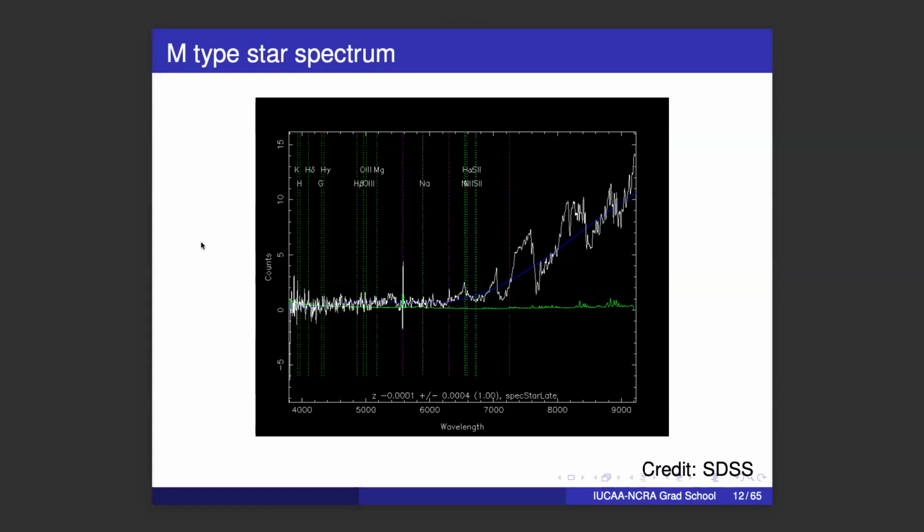So O-type are the most luminous, most massive stars. M-type is the opposite end, least luminous, least massive stars. And this is what you see for an M-type star. As you can see, the flux in the blue part of the spectrum is very weak, and as you go to the redder part of the spectrum, the flux continuously increases. So it's the exact opposite. If you look at these stars in a blue filter, they will be very faint, and in a red filter quite bright. Therefore, you will say that this is a red star.